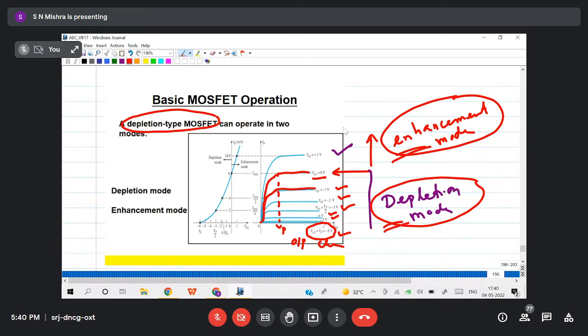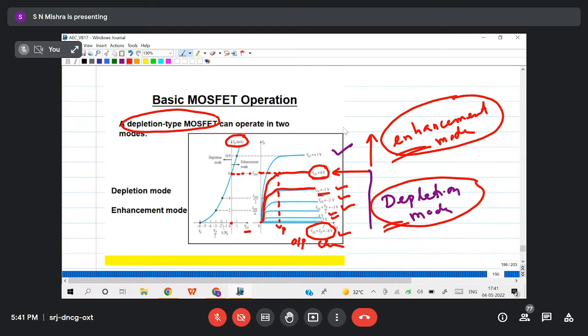Now when I plot the input voltage versus output current, I have to take the x-axis as VGS and the y-axis as ID. How will I plot? Whenever I take VGS 0 volt, what is my current? That is IDSS, this point. So I'll take VGS 0 and extend this line here. Around 8 milliampere I am getting as IDSS.